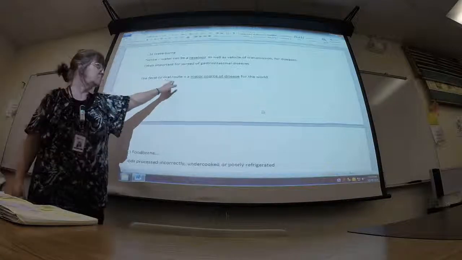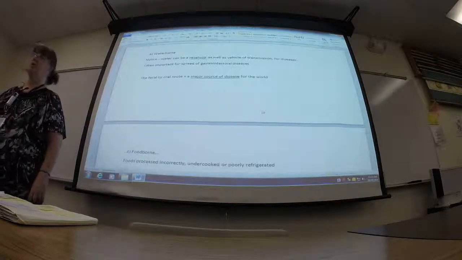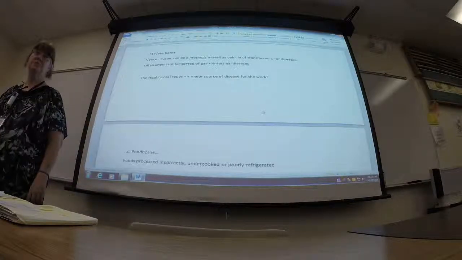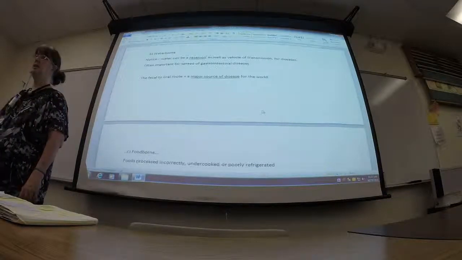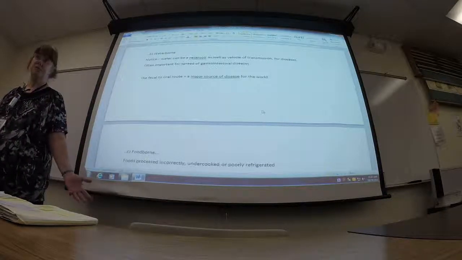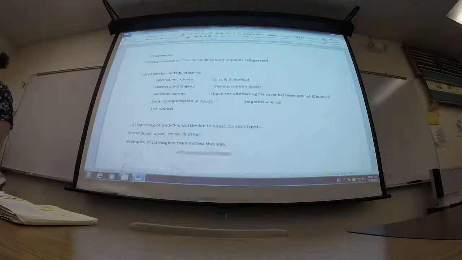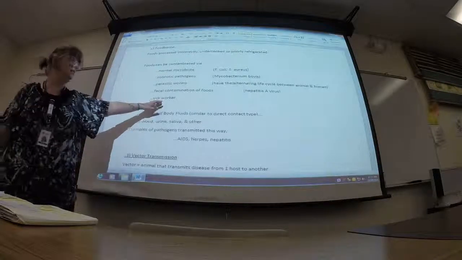Waterborne, fecal to oral route is the major source of disease for this world because most of our water has what in it? Feces. Especially people that don't live in a rich area. The water gets contaminated. So that's what's called. Food, don't cook it well enough. Worm eggs, definitely. Okay? Somebody who didn't wash their hands.